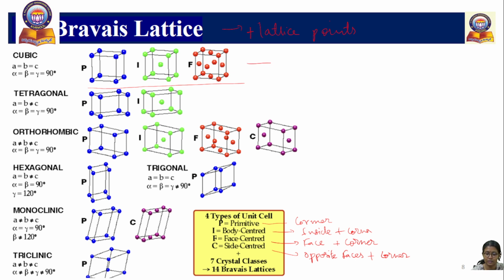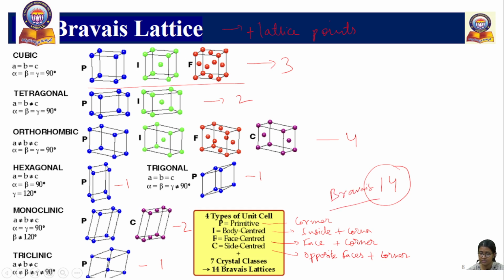You see in cubic 3 possibilities, tetragonal 2, orthorhombic 4, trigonal 1, hexagonal 1, monoclinic 2, triclinic again 1: 3, 5, 9, 10, 11, 12, 13, 14. So how many types of Bravais lattice are there? 14. So this is Bravais lattice. It is not only based on lattice parameters, it is also based on lattice points. But crystal system is only lattice parameters. We don't talk about lattice points there.